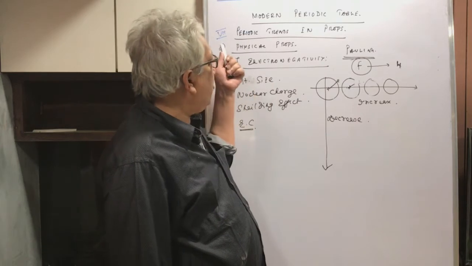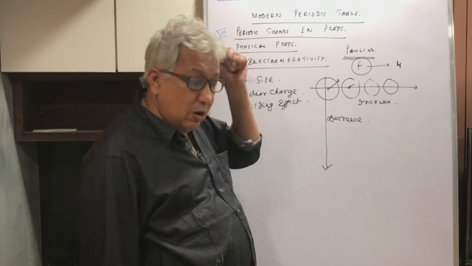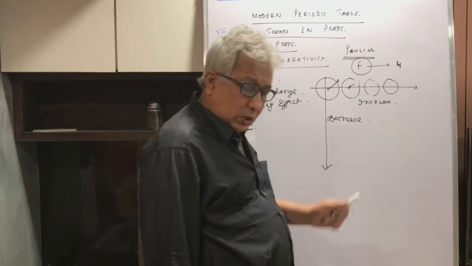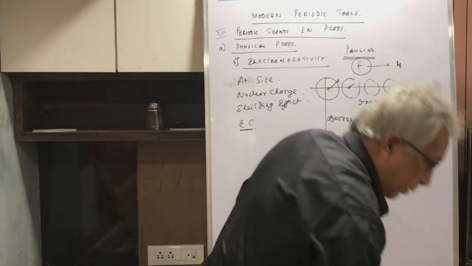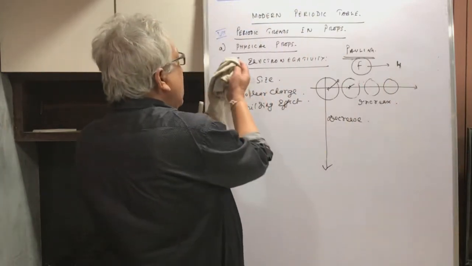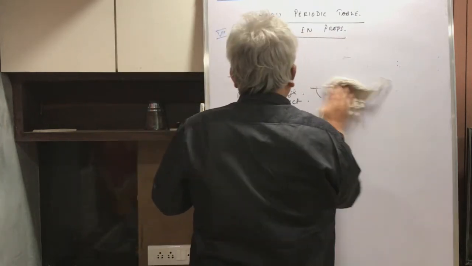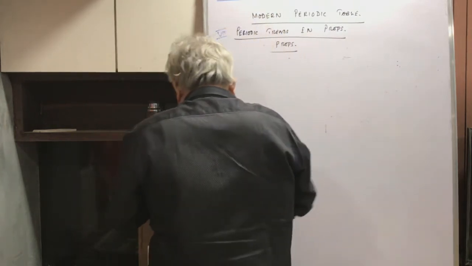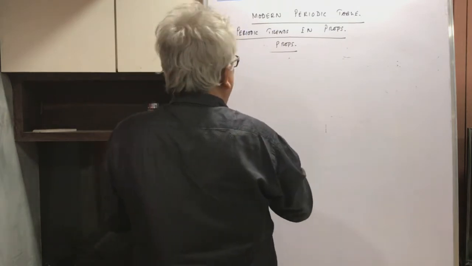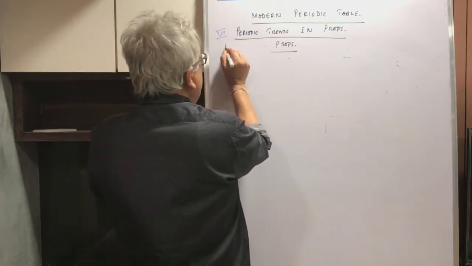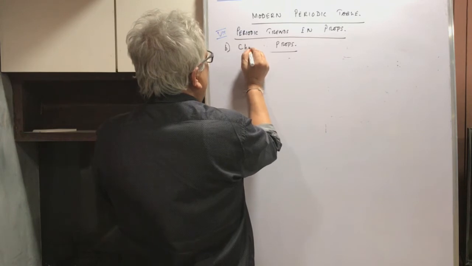and we also are through with the trends in periodic properties in the physical properties. Now we start with the periodic properties for the chemical properties, that is point B. Point B, chemical properties.